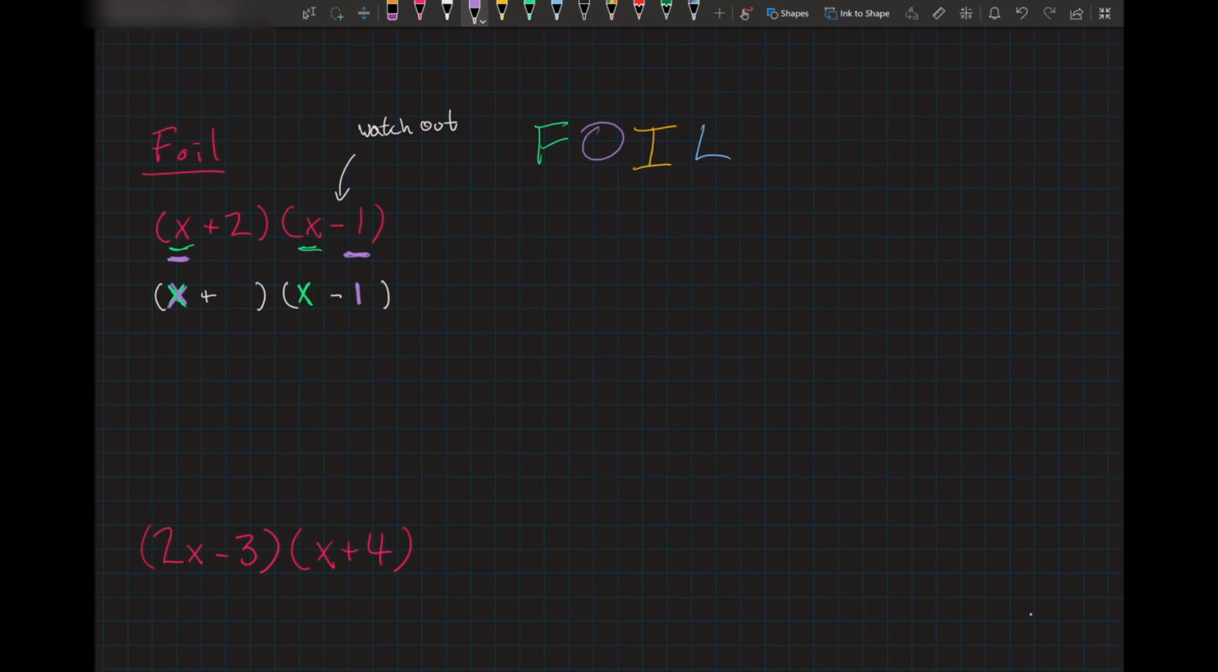Alright, and then our inners, that's going to be the ones on the inside. So in this case, 2 and x is on the inside, right? See right here how these are on the inside of the polynomials? They're squished together. So x here, the first x in the second binomial, is an inner. Finally, we would multiply together our lasts.